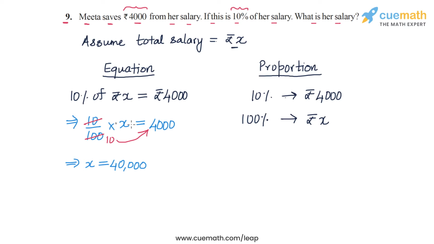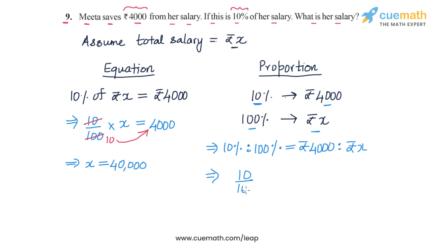So the proportion we can set up is that 10% is to 100% must be rupees 4,000 is to rupees X. So let's write this proportion. 10% is to 100% must be equal to rupees 4,000 is to rupees X. So this is how we can set up a proportion in X. Now 10% is to 100%, we can write this simply as 10 by 100. And on the right side, rupees 4,000 is to rupees X, we can write this as 4,000 by X.